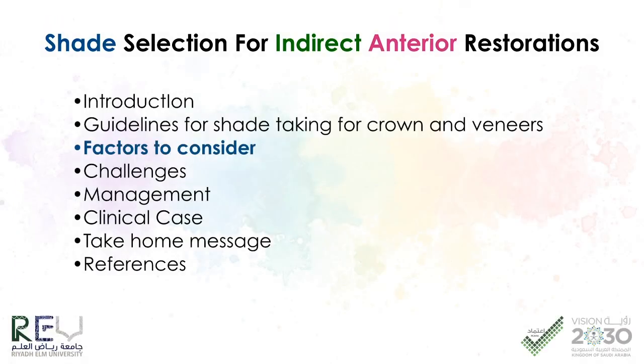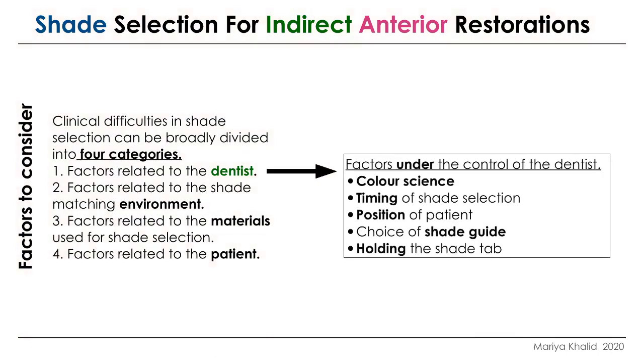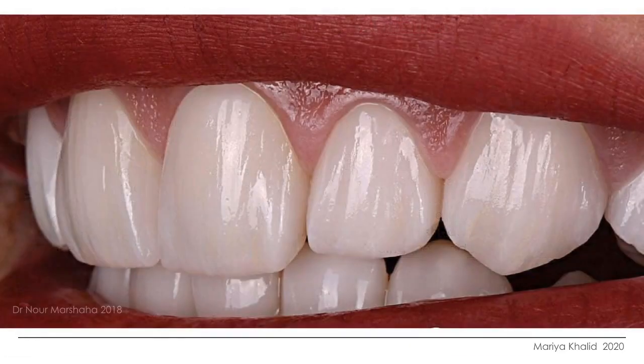And now we're going to talk about the factors to consider. We have many factors subdivided into 4 categories: factors related to the dentist, related to the environment, related to materials, and related to patients. What about the factors related to the dentist? We have subdivided them into 2 groups: under the control of the dentist and not under the control of the dentist. That means the factors under the control of the dentist: color science, timing of the shade, position of the patient, choice of shade guide, and holding the shade tab. While taking the shade selection, neutral gray is an ideal background.